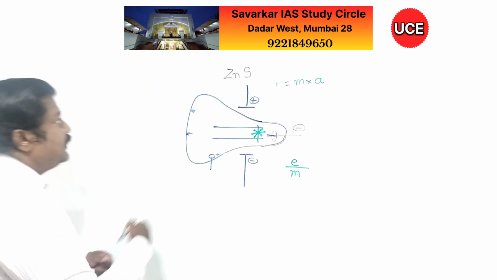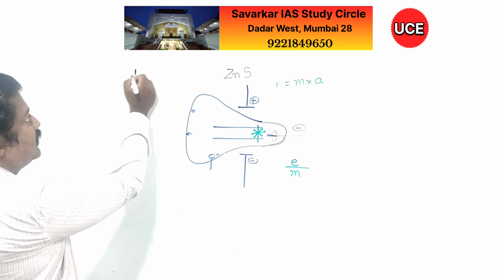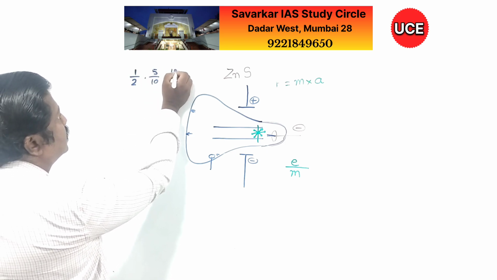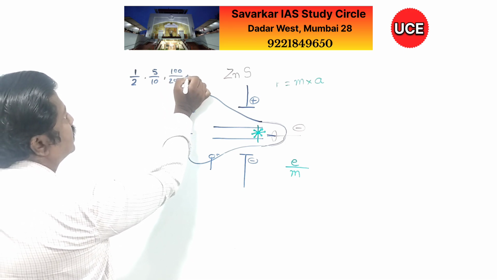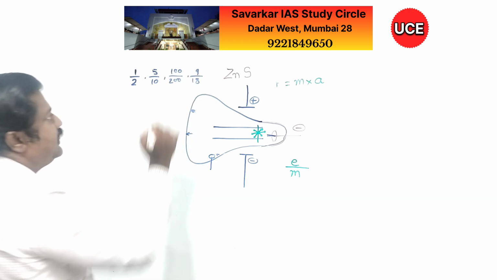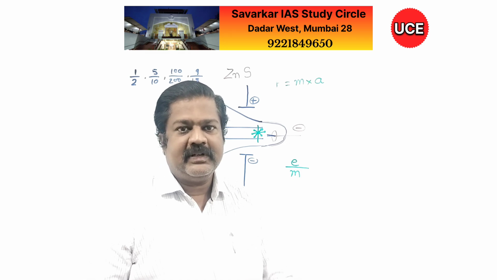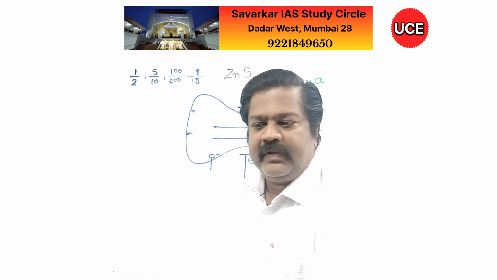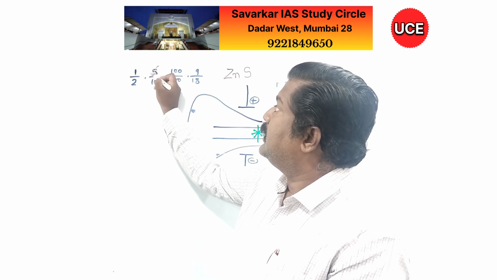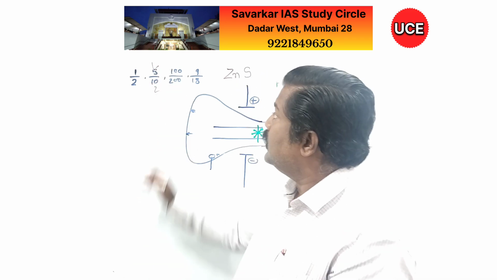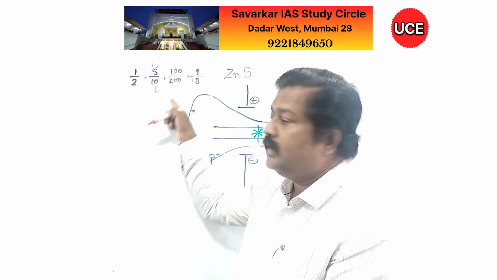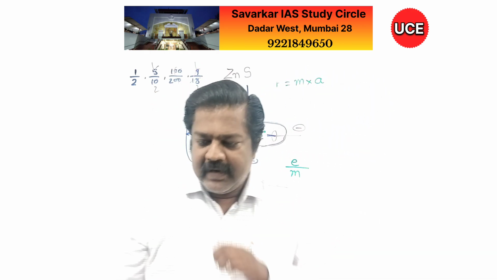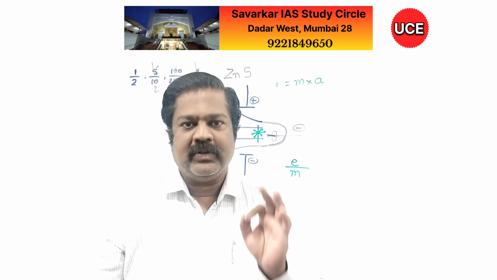Let me clarify. Suppose we are saying 1 by 2, 5 by 10, 100 by 200, 9 by 18. So a variety of values I am considering here. But you are aware that ultimately all these values end with 1 by 2. Five ones are, five twos are, it's 1 by 2. The zeros cancel, remaining 1 by 2. Nine ones are, nine twos are, 1 by 2. So like that, the ratio is constant.